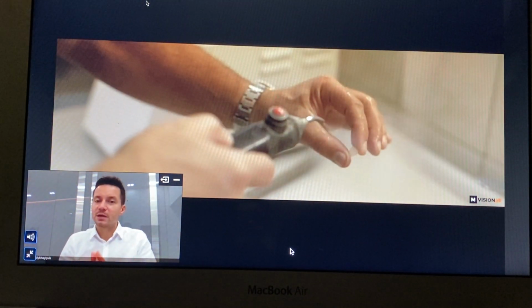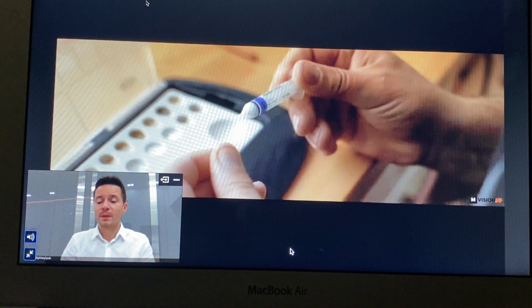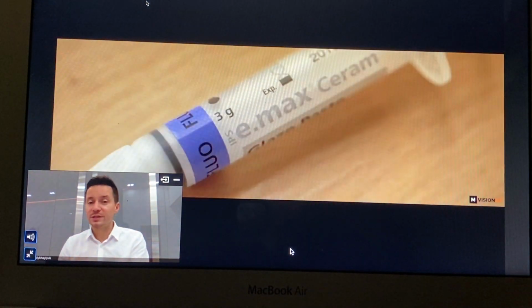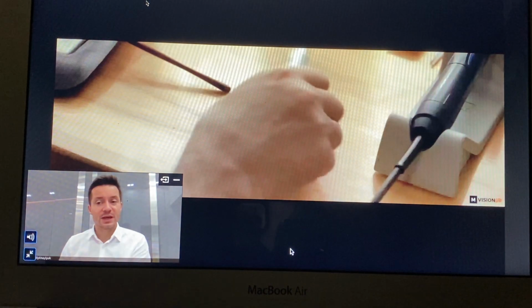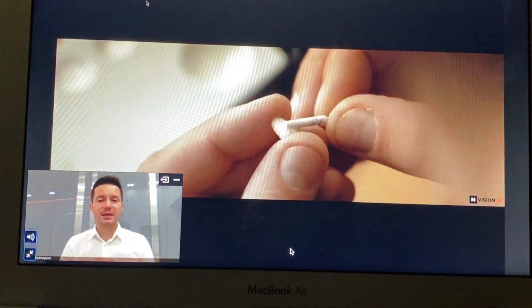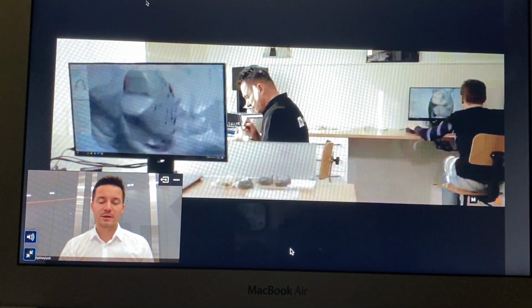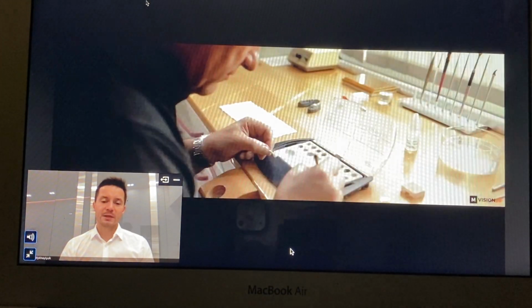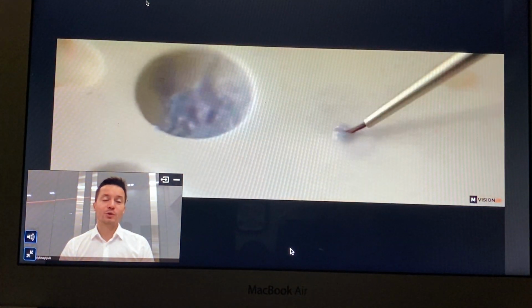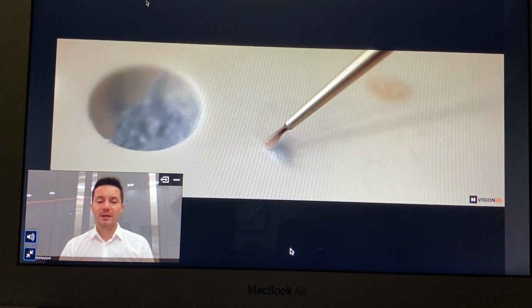I usually ask, how do you see your beautiful smile? How do you see the shape? How do you see the color? How do you see the surface? And then I give some indications for my dental technician how to finish the ceramics and how it's going to look in the patient's mouth in the end of the story.